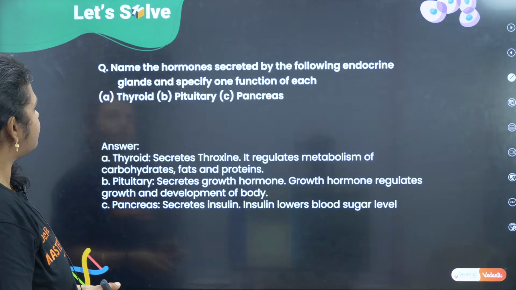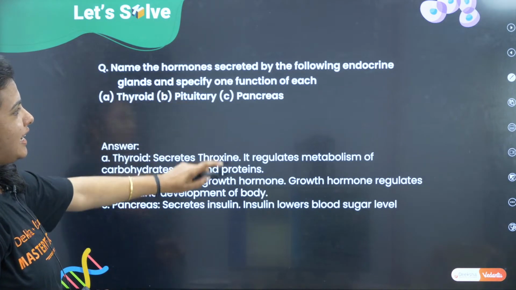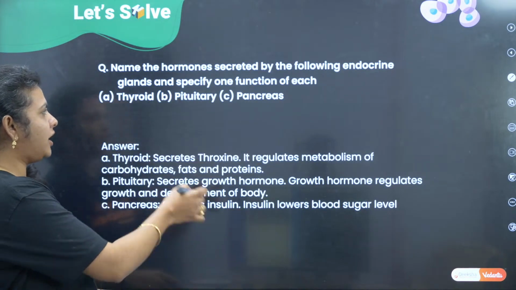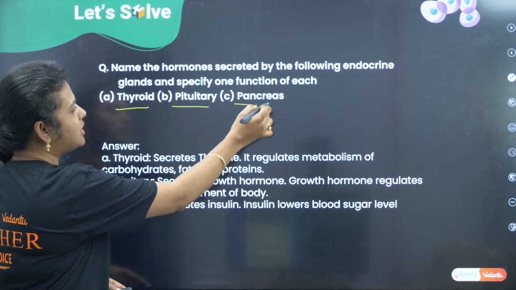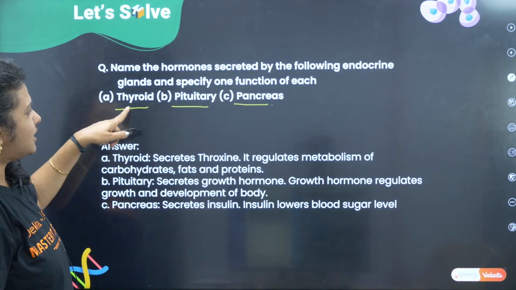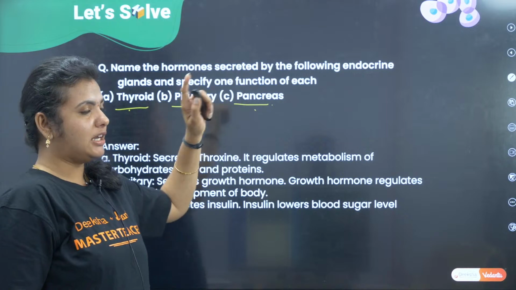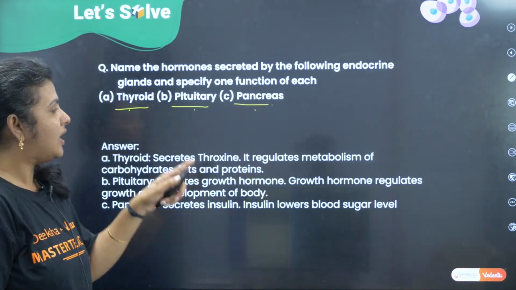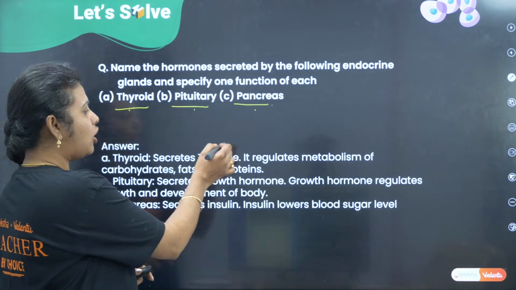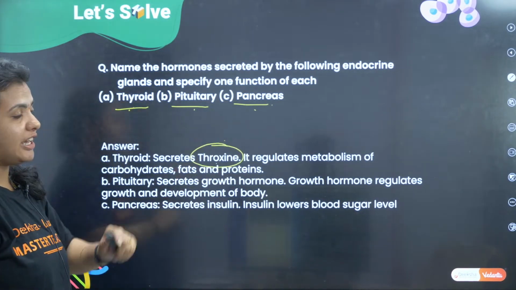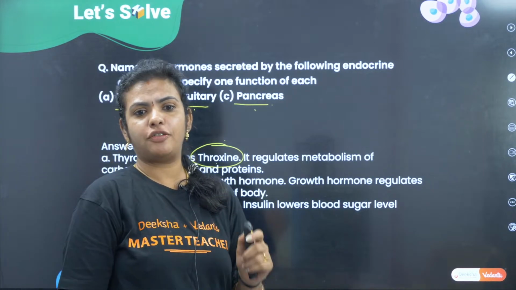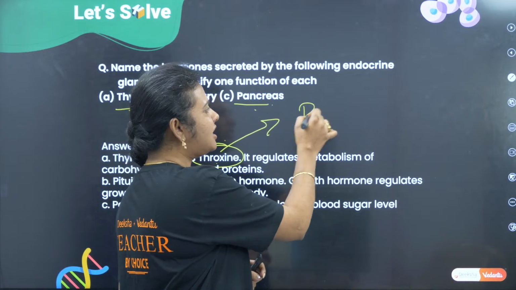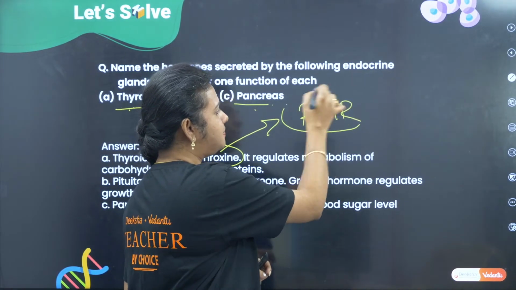Name the hormones secreted by the following endocrine glands and specify one function to each. We have 3 glands given: the thyroid gland, pituitary gland, and the pancreas. Pancreas I already discussed when I told you it is a mixed gland. If you look at thyroid, the hormone produced by thyroid is thyroxine. What is the main function of thyroxine? I will give you one word to remember: thyroxine regulates BMR.